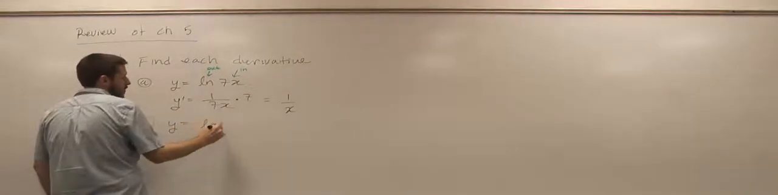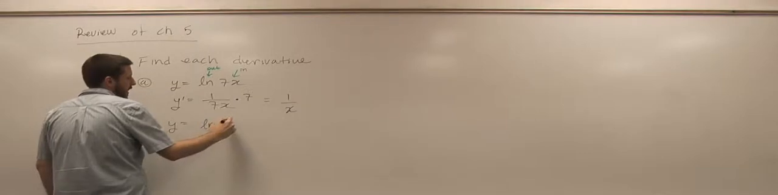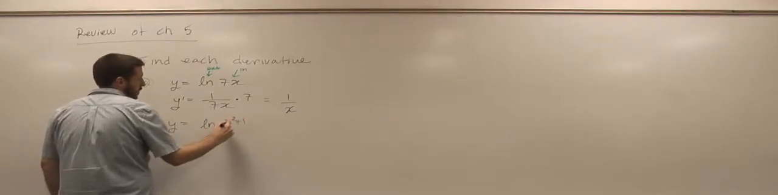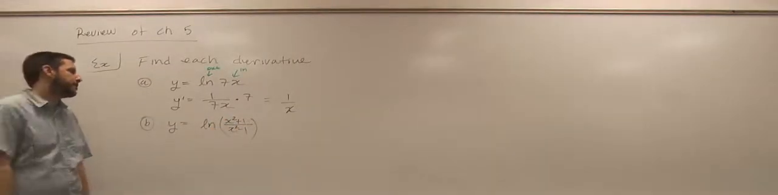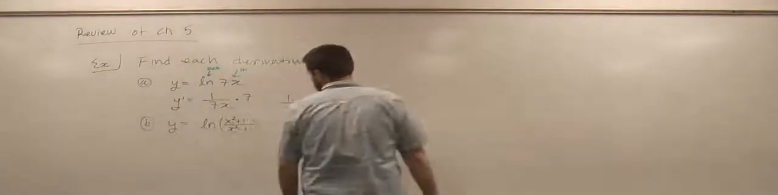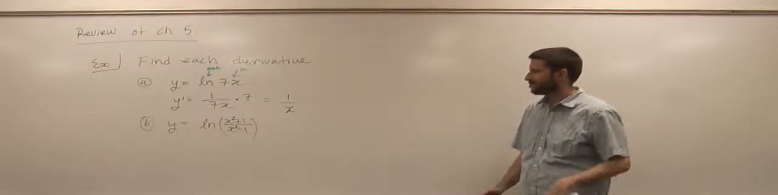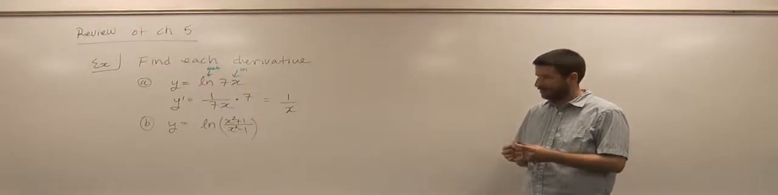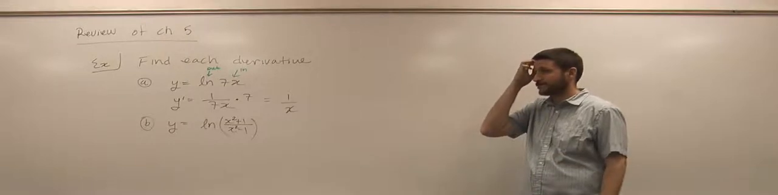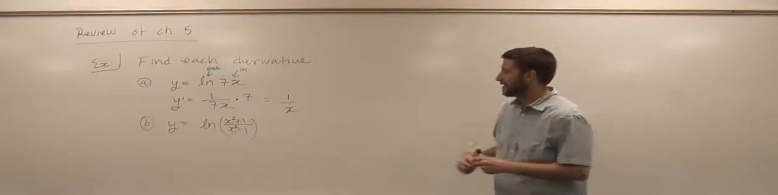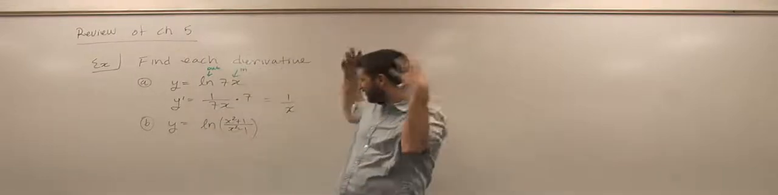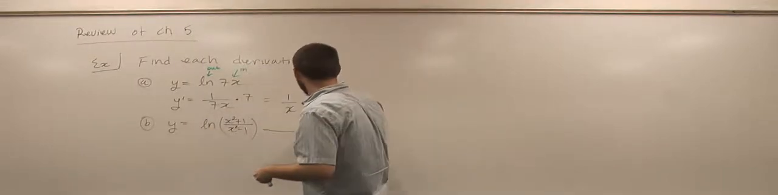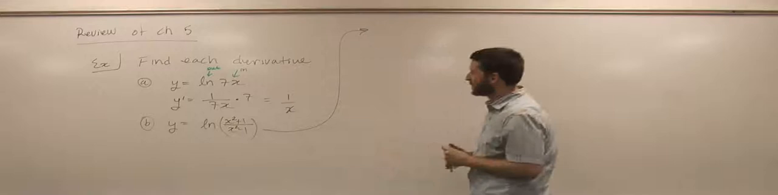What if I put a quotient in there? So ln of (x squared plus 1) over (x squared minus 1). How would you do the derivative of that? Log rules. Log rules, okay, good. Good. You just have to confer with each other first. You have some sort of hive mind going on.